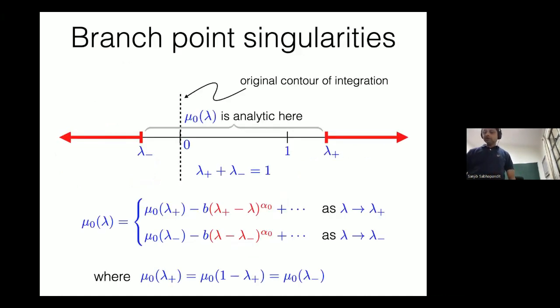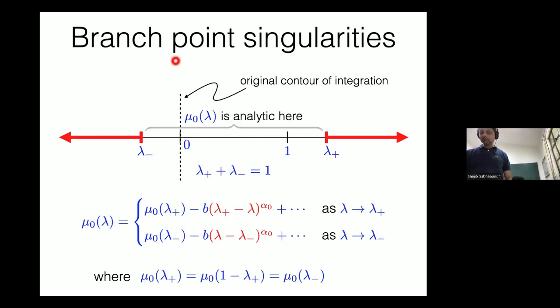Now, imagine that you have a case, which is our case, where your mu lambda is analytic only in a given region, and outside it there are just branch cuts. So there are two branch points, and inside, mu of lambda is analytic. Suppose this mu of lambda is given, and it goes like this as lambda approaches one of the branch points, where alpha 0 is something non-integer.